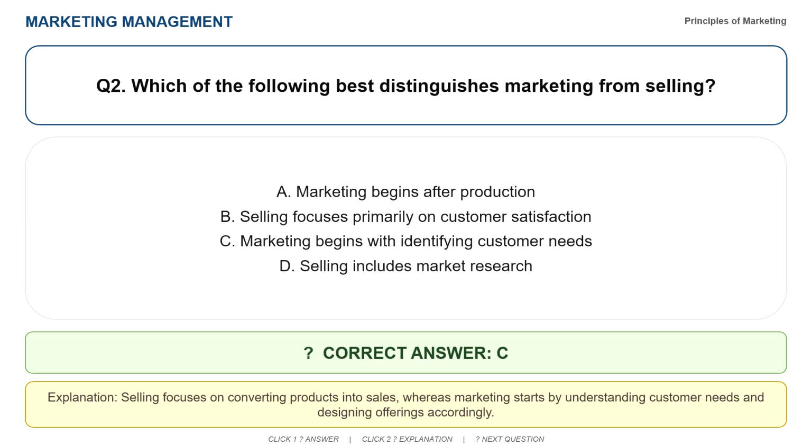Explanation. Selling focuses on converting products into sales, whereas marketing starts by understanding customer needs and designing offerings accordingly.